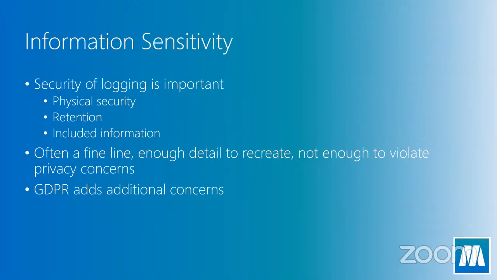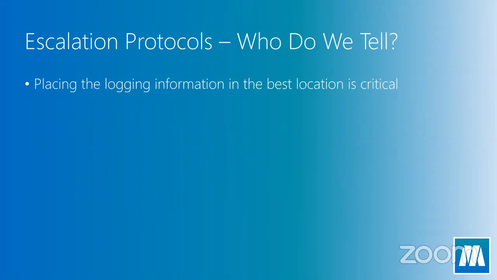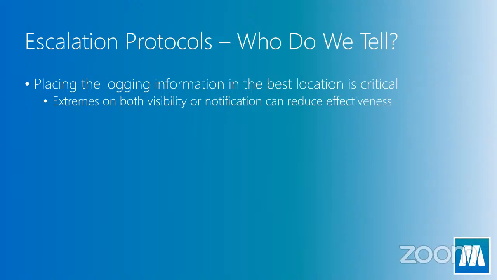Now, we're talking about the severity and the security of what we're tracking, we need to do something with it. We need to tell somebody, we need to escalate, but how and who? Taking your logging information and actually putting it in the best location is critical for you to be able to get that information, be effective, and ensure that your systems are being used appropriately. Any extremes with visibility or notification of escalation is going to reduce the effectiveness of any implementation that you put in place.